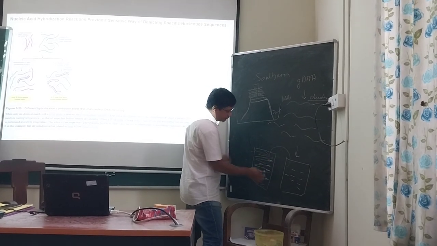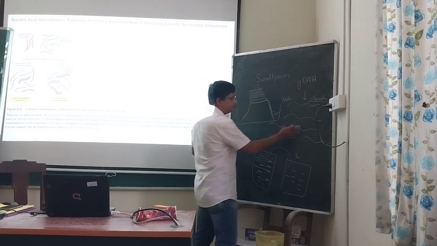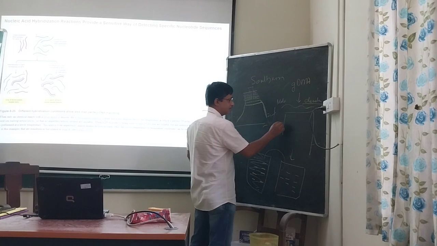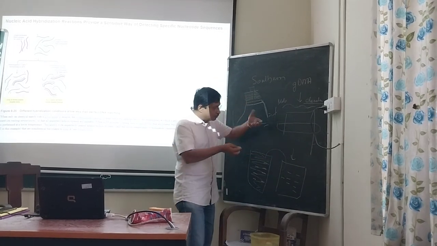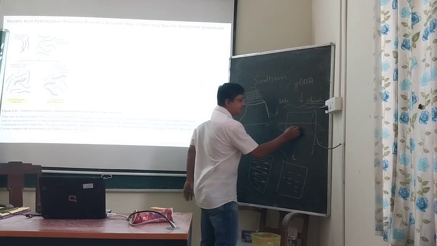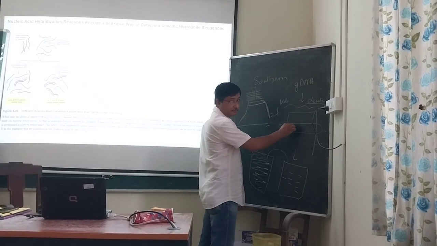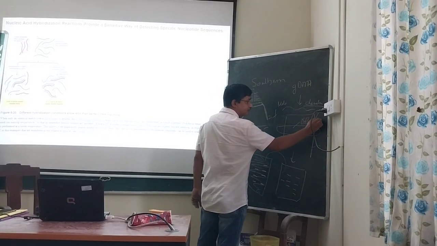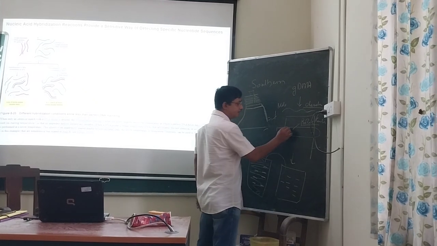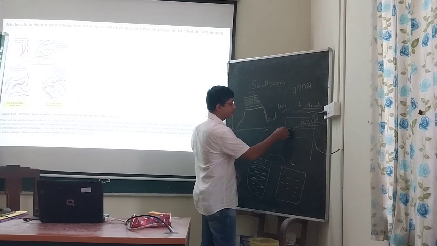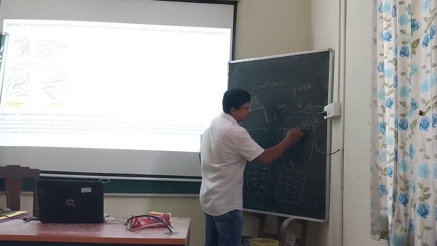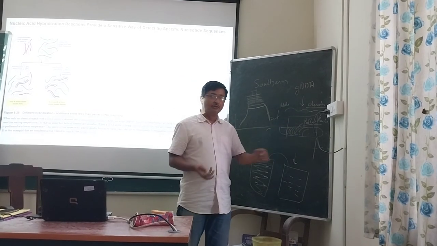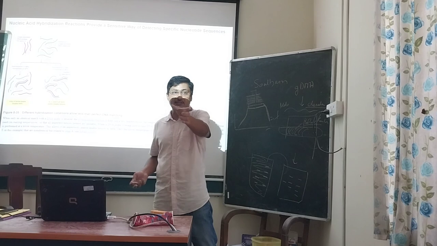Now this nitrocellulose membrane will be taken in a hybridization chamber. In the hybridization chamber, a roll rotates. There is buffer, and in the buffer there will be the probe. The probe is labeled. The membrane will be like this, where it will rotate. During rotation, the probe will find out its actual position.